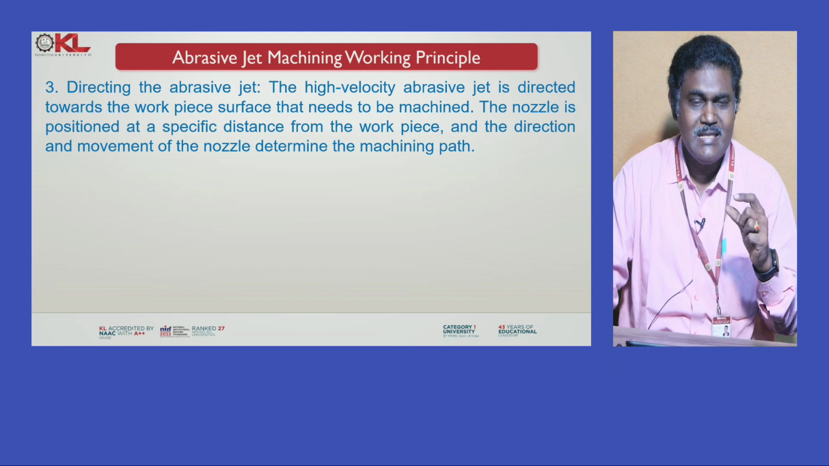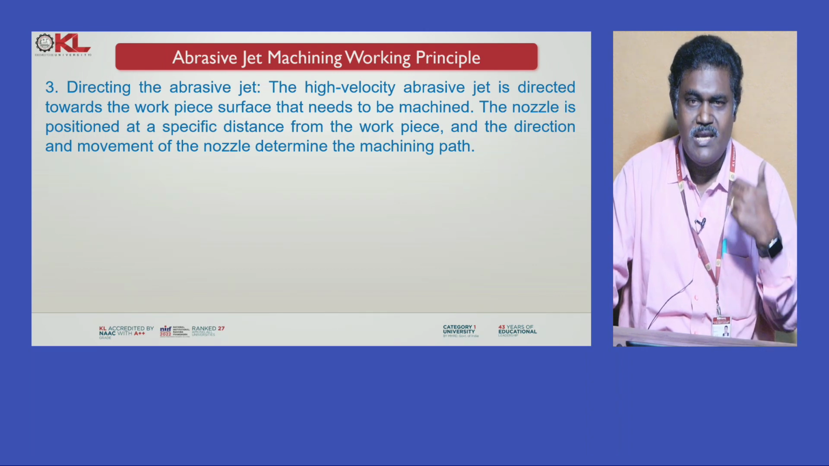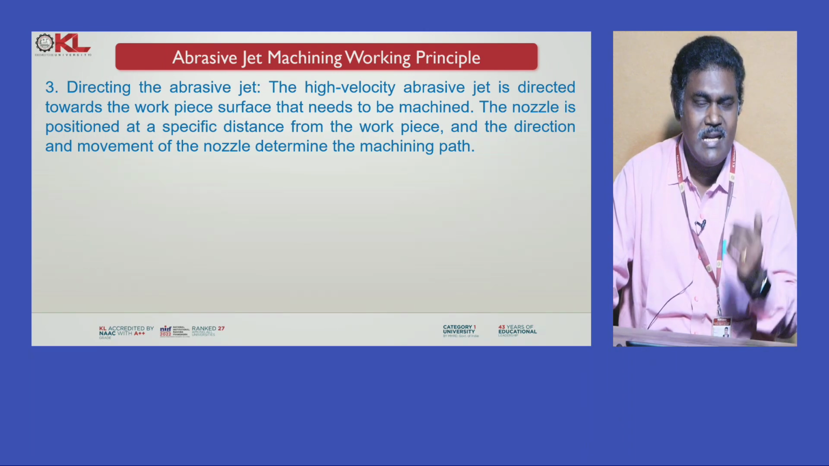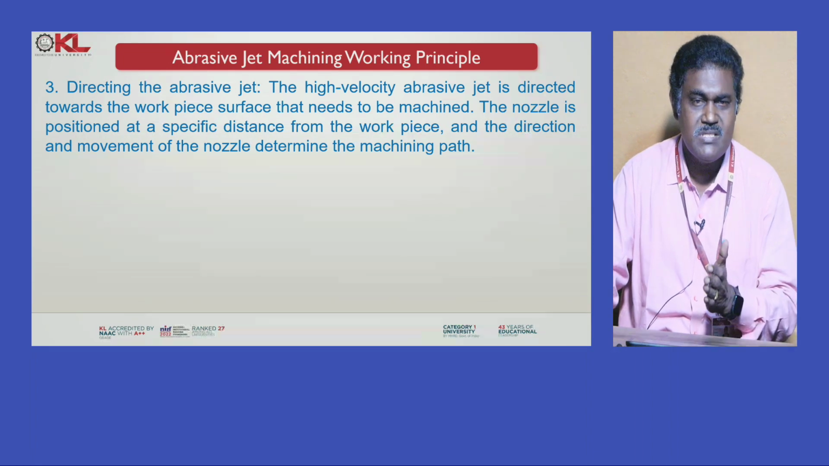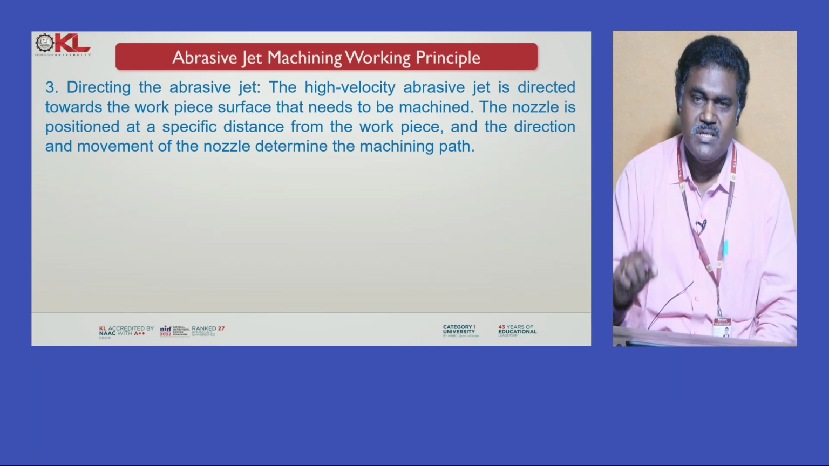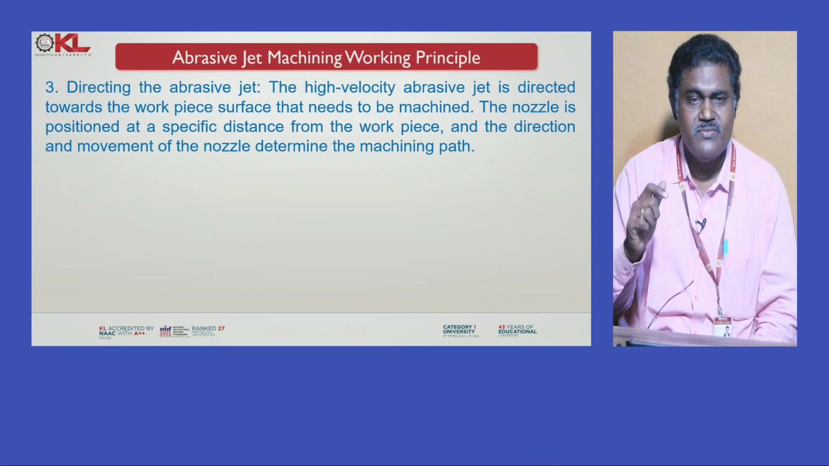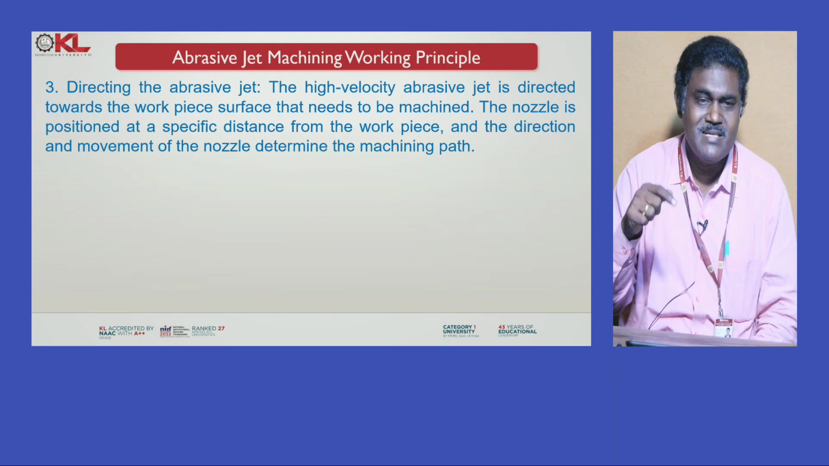Next, directing the abrasive jet. The high velocity abrasive jet is directed towards the workpiece surface that needs to be machined. The nozzle is positioned at a specific distance from the workpiece, and the direction and movement of the nozzle determine the machining path.